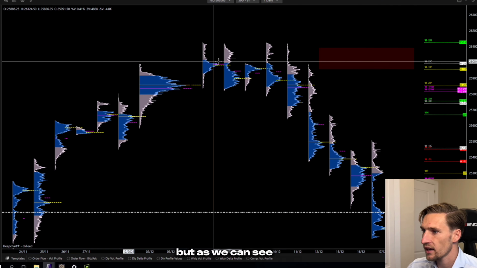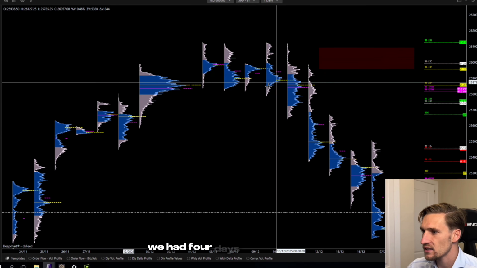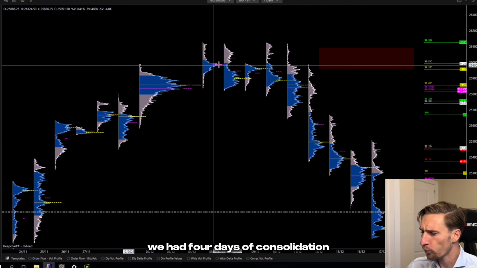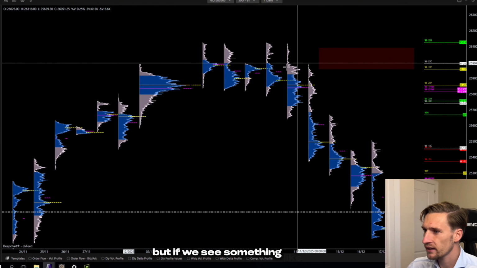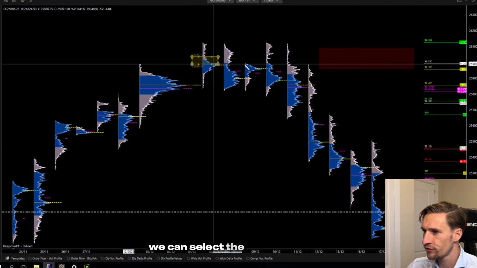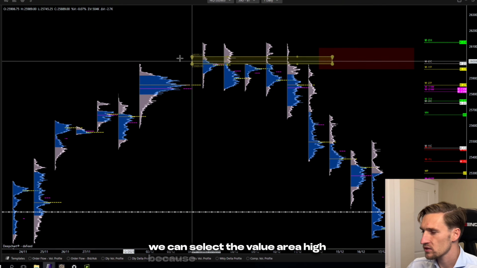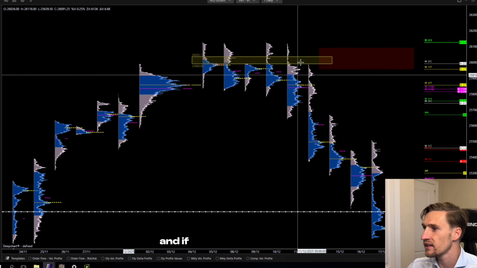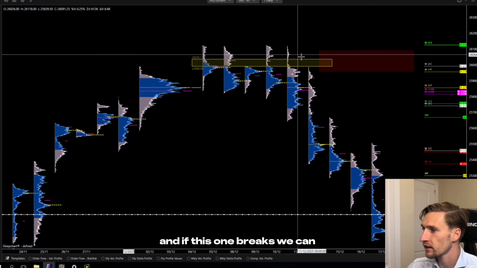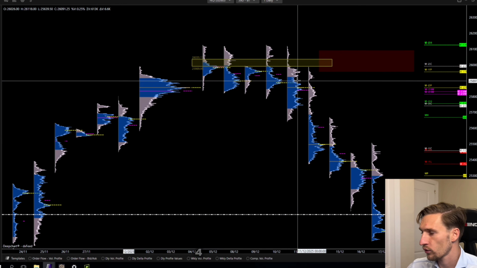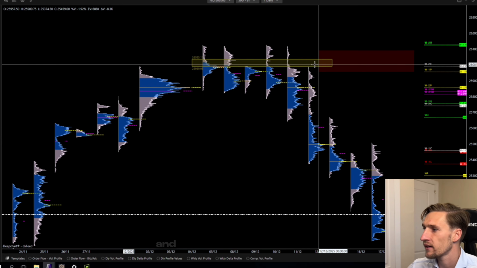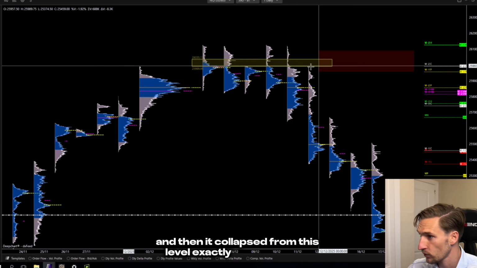But as we can see here, we had 4 days of consolidation. Point of control are slightly lower. But if we see something like this, we can select the value area high, because this is a very strong level. And if this one breaks, we can expect a squeeze up. But as you can see, 1, 2, 3, 4, 5 days, nothing. And then it collapsed from this level. Exactly from this level, actually.